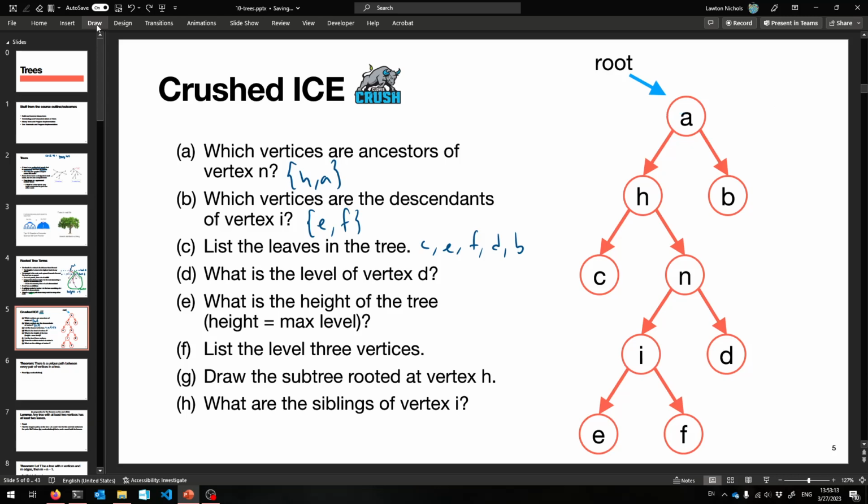Excuse me. I guess I'm allergic to this vertex.